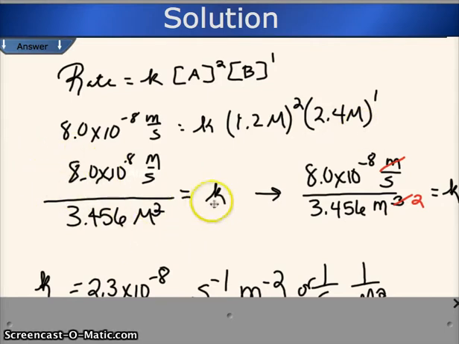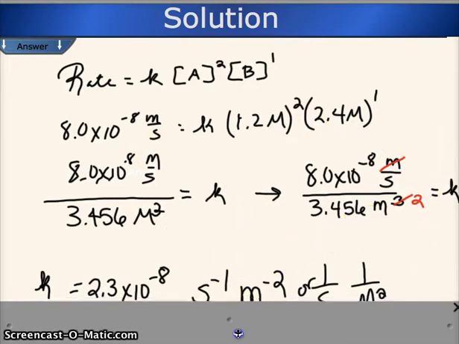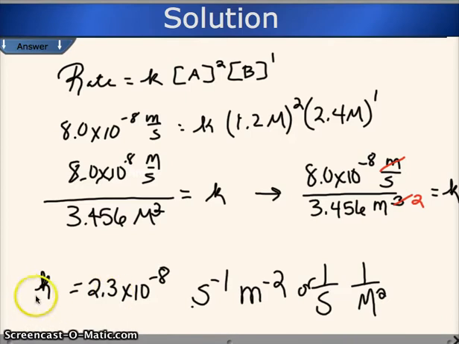Here I am simplifying to get K isolated by itself, and when I do that, I can cancel this M and one of the M's in the denominator, as you can see over here. As I simplify that, you will notice that I get a value of little k equal to 2.3 times 10 to the negative 8, and the unit is s to the negative 1 capital M to the negative 2, or it could be written as 1 over s times 1 over capital M squared. That's how you solve a rate law problem when there's two reactants.